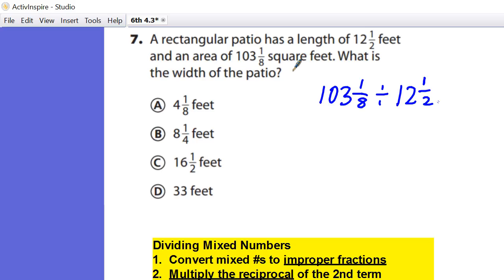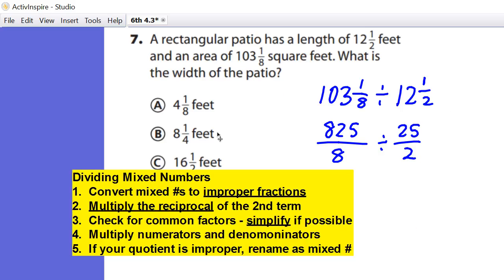103 times 8, that's kind of like 100 times 8. That would be 800. 3 times 8 is 24, so if I say that together, it'd be 824, plus 1 is 825. And that's eighths. And the second fraction is 12 times 2 is 24, plus 1 is 25, 25 halves. So that's the first step. If you're going by your checklist, you have converted the mixed numbers to improper fractions. The second step is to multiply by the reciprocal of the second term, which is 2/25.